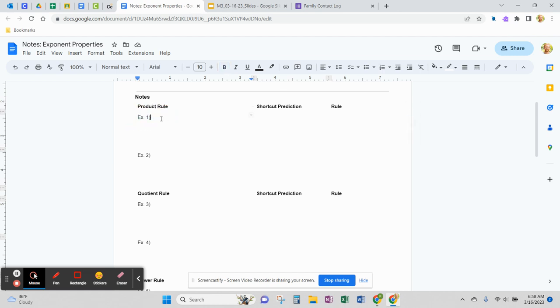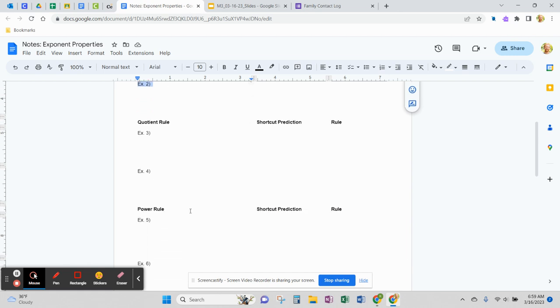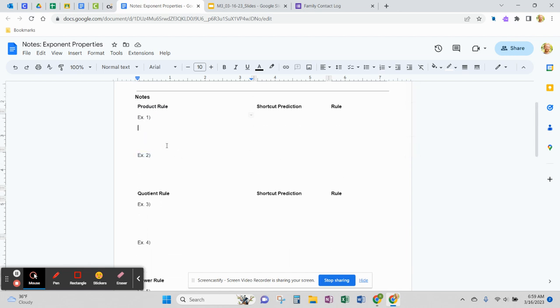So here's how this is going to work. We're going to do example 1 as a class, and we're going to expand it out and simplify it. Then I'm going to ask you to make a prediction about what that rule is. And finally, we'll formally define this rule together as a class. Then we'll practice applying that rule or shortcut in example 2. And we'll move on to the quotient rule and kind of repeat that same process.